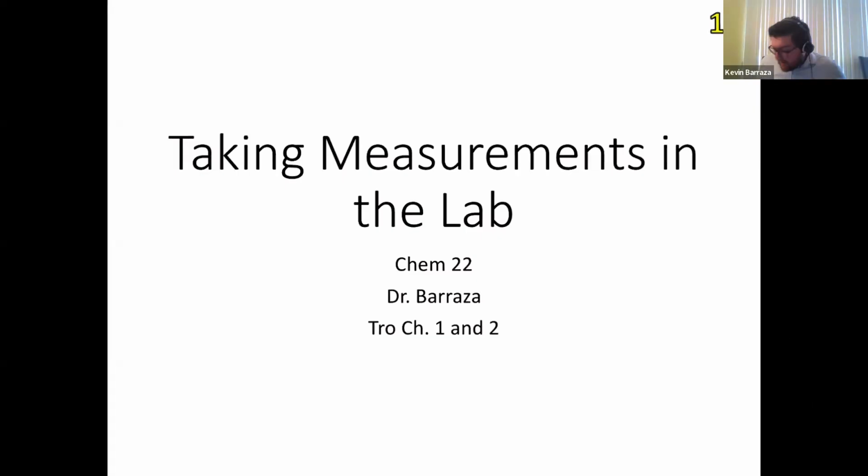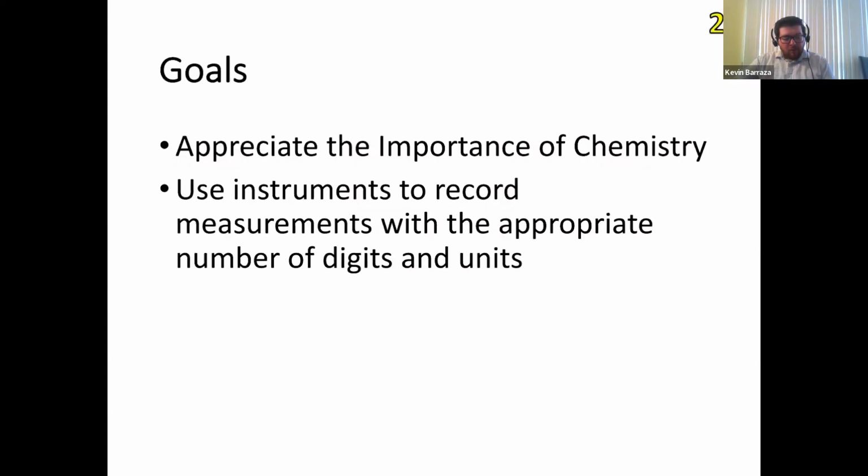Okay, so part 2, taking measurements in the lab. So what is our goal? Our goal is to appreciate the importance of chemistry and use instruments to record measurements with the appropriate number of digits and units. So this time you are responsible for writing down the number, which is different from our first lecture where I give you the number and you use it. So what if you have to give me the number using, say, a ruler? That's what this is about.